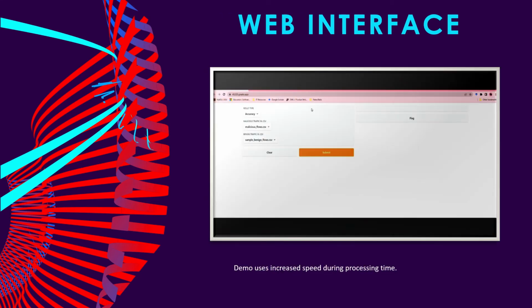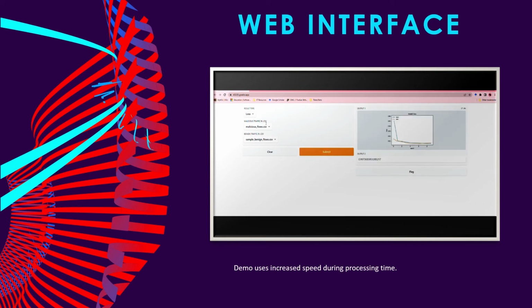So this is a demo of the web interface. Some of the speed is increased during the process time because it did take a while for the process, considering the large amount of data and the number of epochs. So this is if you pick accuracy, and wait a little while. On average, it took about 15 seconds for each of the models to run, whether you were looking for accuracy or loss.